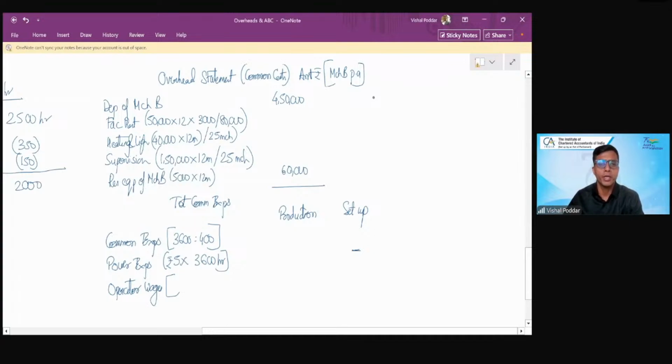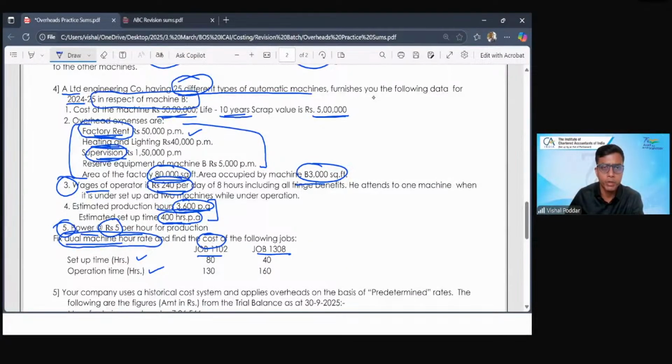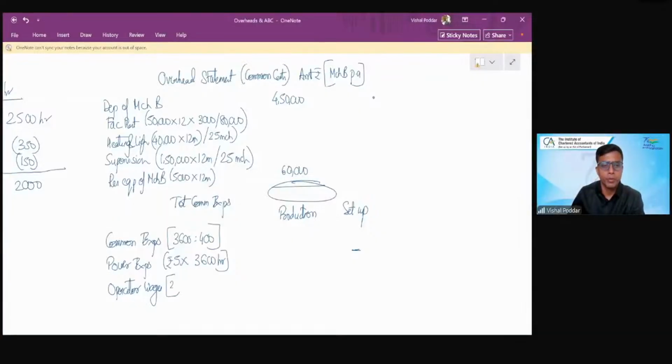Okay, I'm proceeding. In the meantime, I'll request you all to give me this total common expense so that I can apportion that also. Operator wages. What is given for operator? 240 per day of 8 hours. He attends one machine when under setup and two machines while under production. So my operator cost me rupees 30 per hour, correct?